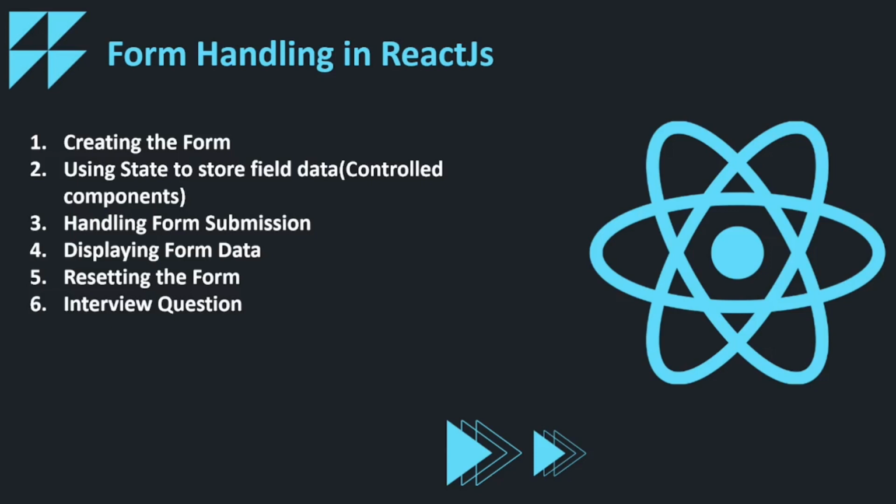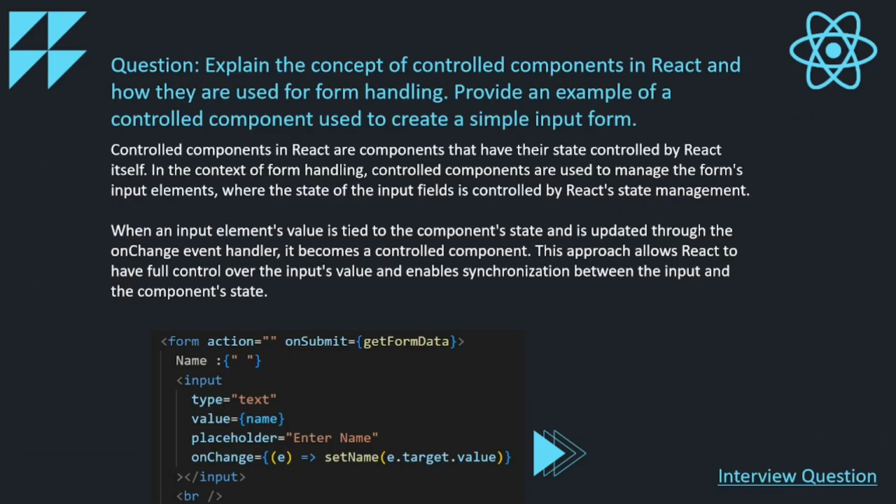And now it is time for the interview question. The interview question is again related to our second point only. I'm going to show you the interview question now. You can read that the question for today is: explain the concept of controlled components in React and how they are used for form handling. Provide an example of a controlled component used to create a simple input form. Now, if you have not paid attention to controlled components while learning form handling, you might never come in contact with the term. So it is important that while learning form handling, you encounter this interview question also. So let's answer it.